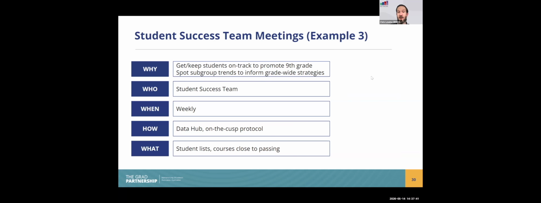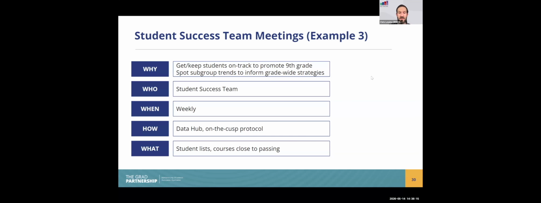So we have something called an on-the-cusp protocol, and that means towards the end of a quarter, the Data Hub automatically populates a list of students who are within 10 points of passing their class. And we support teams to look at those students to say, what actions can we take now? Remember, collaboration and action. What actions can we take now, especially within certain subgroups, to help kids pass just those 10 points where they're shy, which can often be the difference between earning credit and not earning credit.